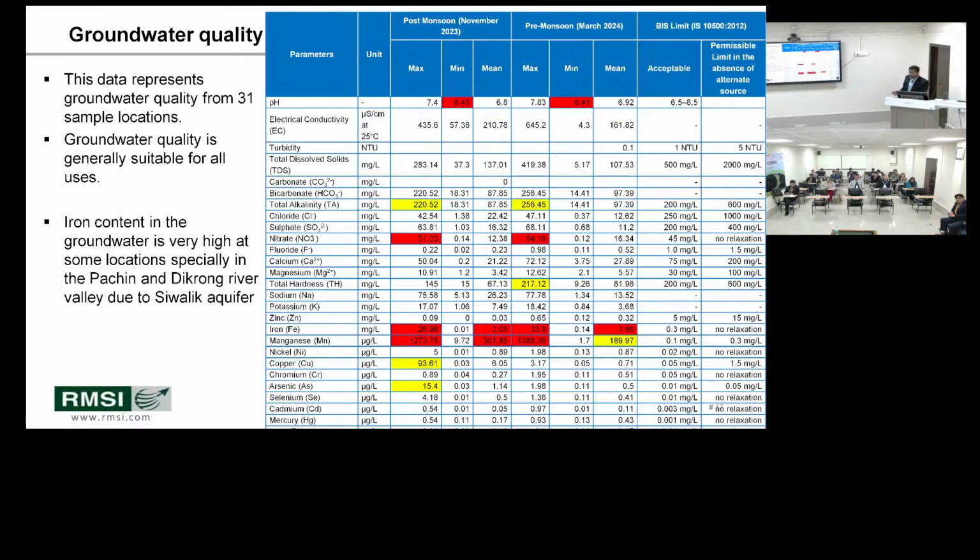Now we come to groundwater quality. You can see some ranges. I have made a table of BIS limits: what the acceptable limit is, and what the permissible limit is if no alternate source is there. You can see iron, how very high the iron content is. Even manganese is there. These are data from 31 locations in Itanagar Capital Region, ICR. The pH is in a fine range, but the iron and manganese are high.